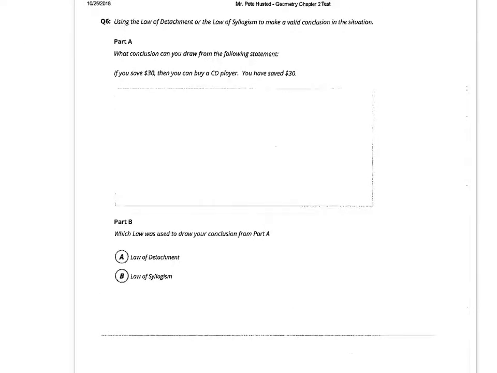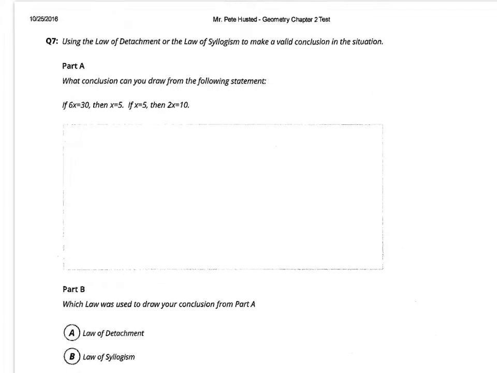And then there's a part B to this question. Which law used to draw your conclusion? Was it law of detachment? Think detach. We're kind of pulling something out. Or is it law of syllogism, which is kind of more like the transitive property? Which one did you use there in part A to get your answer?